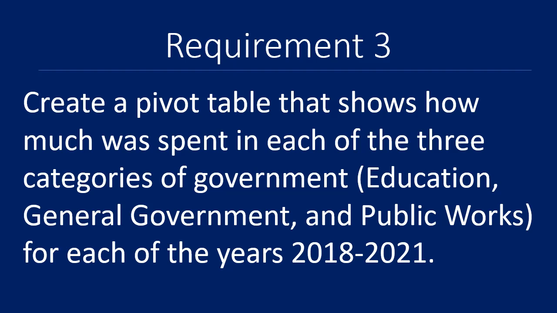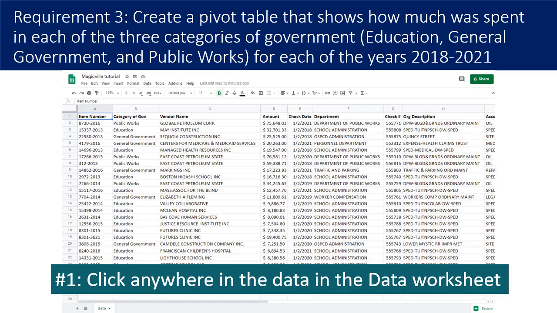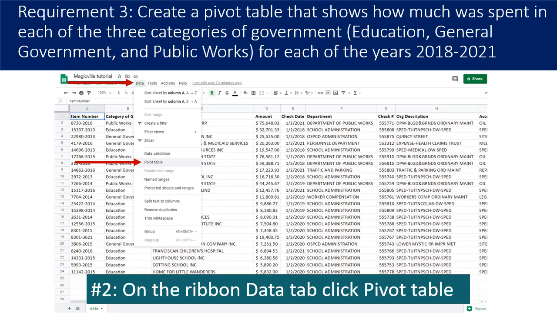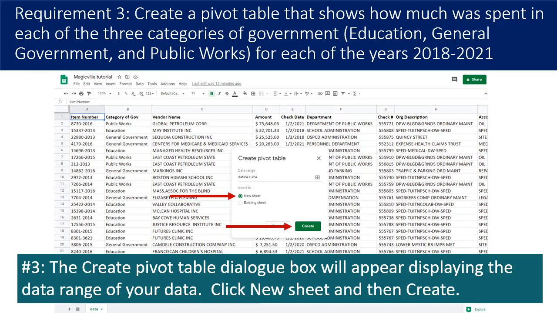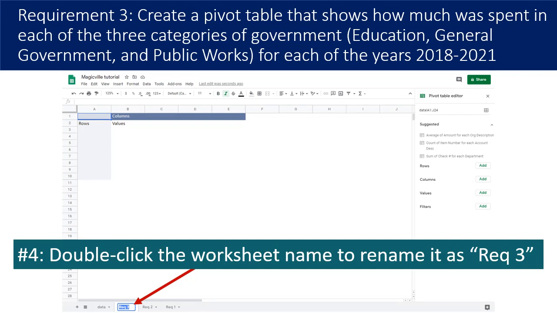Requirement 3. Create a pivot table that shows how much was spent in each of the three categories of government: education, general government, and public works, for each of the years 2018 to 2021. The first step is to click anywhere in the data worksheet. On the ribbon Data tab, click Pivot Table. The Create Pivot Table dialog box will appear displaying the data range of your data. Click New Sheet and then Create. Before we go any further, double-click the Worksheet Name tab and rename it Requirement 3. That will help us to keep track of the different pivot tables.